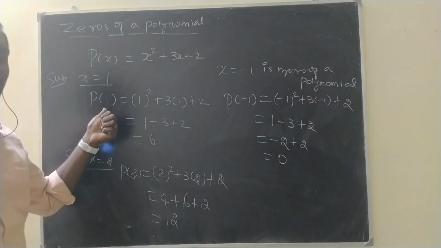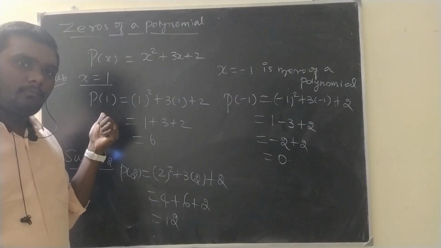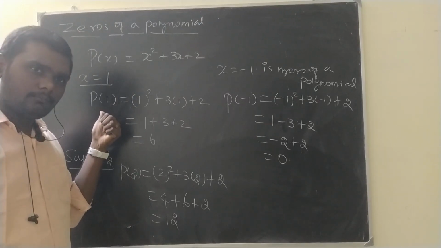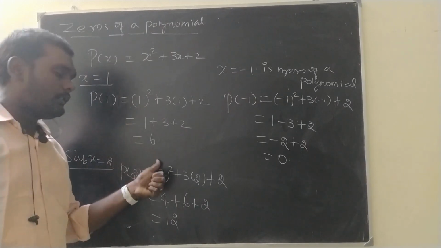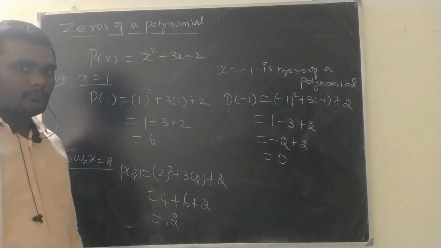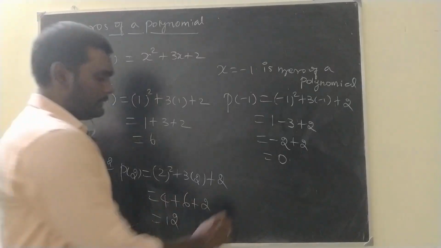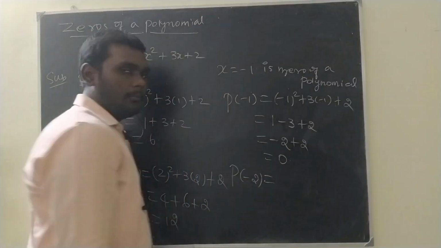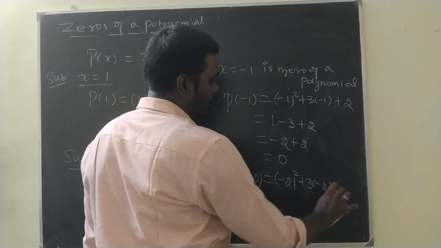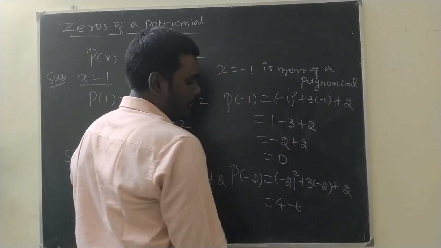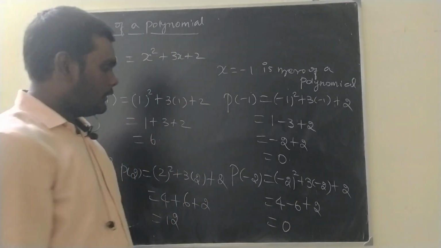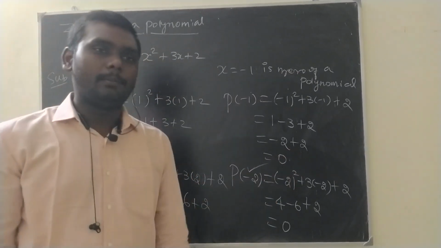Shall we say 1 is a 0 of the polynomial? No, we could not, because this 1 is not giving 0. Shall we say 2 is a 0 of this polynomial? No. So we will try minus 2 then. So minus 2 means minus 2 square plus 3 into minus 2 plus 2. 4 minus 6 plus 2. Answer is again 0. So we will say minus 2 is also a 0 of the polynomial.